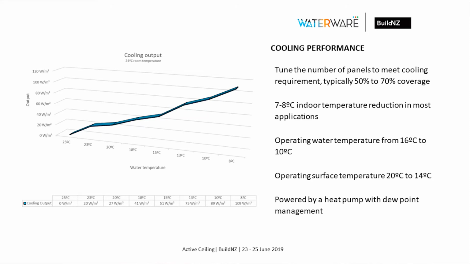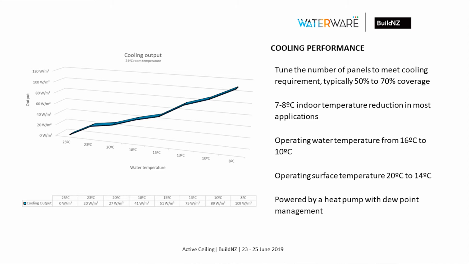So with a floor heating system, we're 3 to 4 degree indoor reduction. So that's like going from 25 down to 21. With a ceiling-based system, we go to 7 to 8. So it's like 29 down to 21. So for most New Zealand applications, that's more than enough power to maintain comfort.